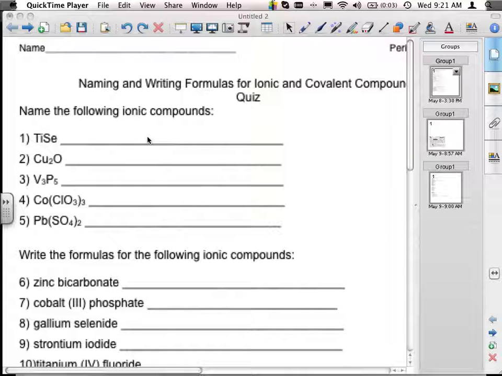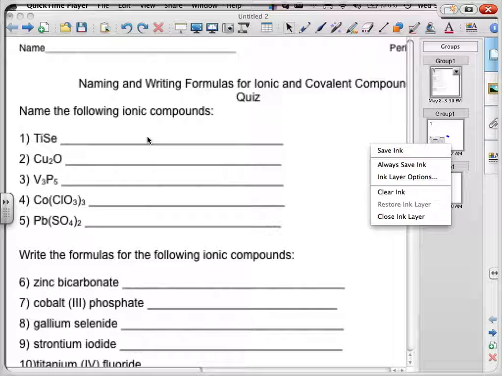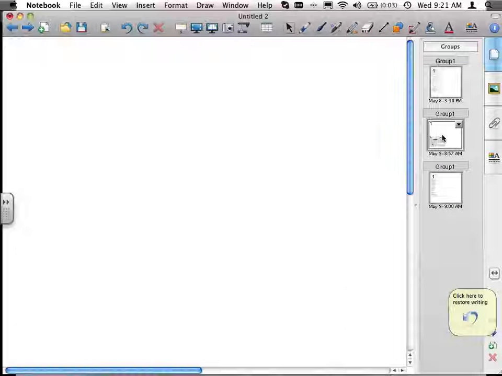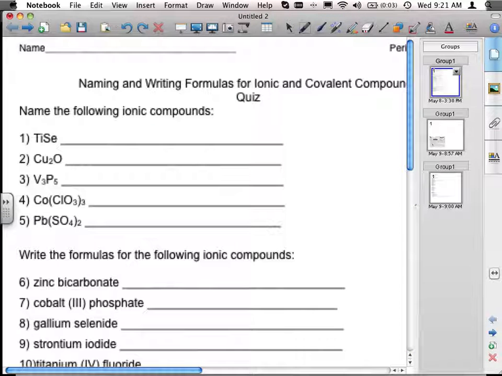Looking at number 1, the first thing that you need to do is find what Ti stands for. Go to the periodic table. Look for Ti. Ti is found right here. If you notice, it is found in the section that needs a Roman numeral. Ti stands for titanium.